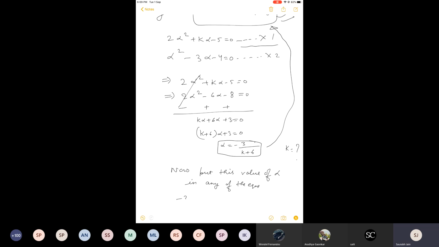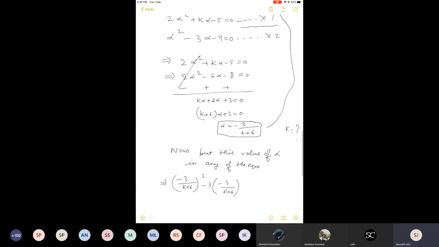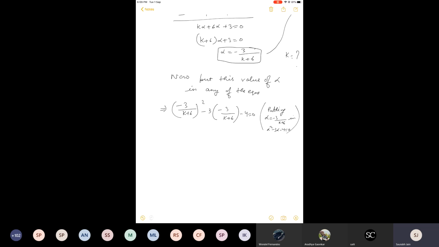So alpha square: minus 3 upon k plus 6 whole square. Then after that, minus 3 alpha, minus 3 alpha, and minus 4 is equal to 0. I am writing here, putting alpha equals this in which equation? Alpha square minus 3 alpha minus 4 is equal to 0. I have got this result. Now nothing is left. I will just simplify this equation and find the value of k.